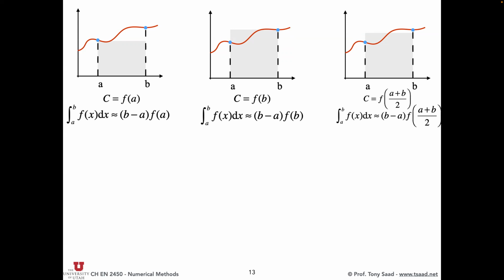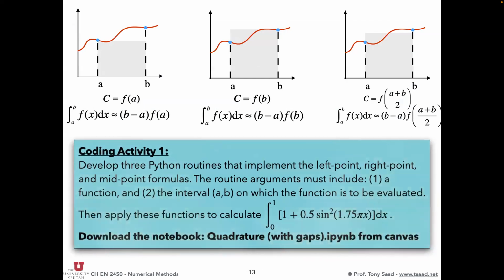Okay. So now we're going to do our first coding activity. Go ahead and grab the notebook Quadrature with Gaps from Canvas under the module integration. And while you're at it, also download the CO2 data.txt. There's a file also there. Put them next to each other. Okay. Go ahead and fire up your Jupyter notebooks. And we'll work together on filling those gaps.